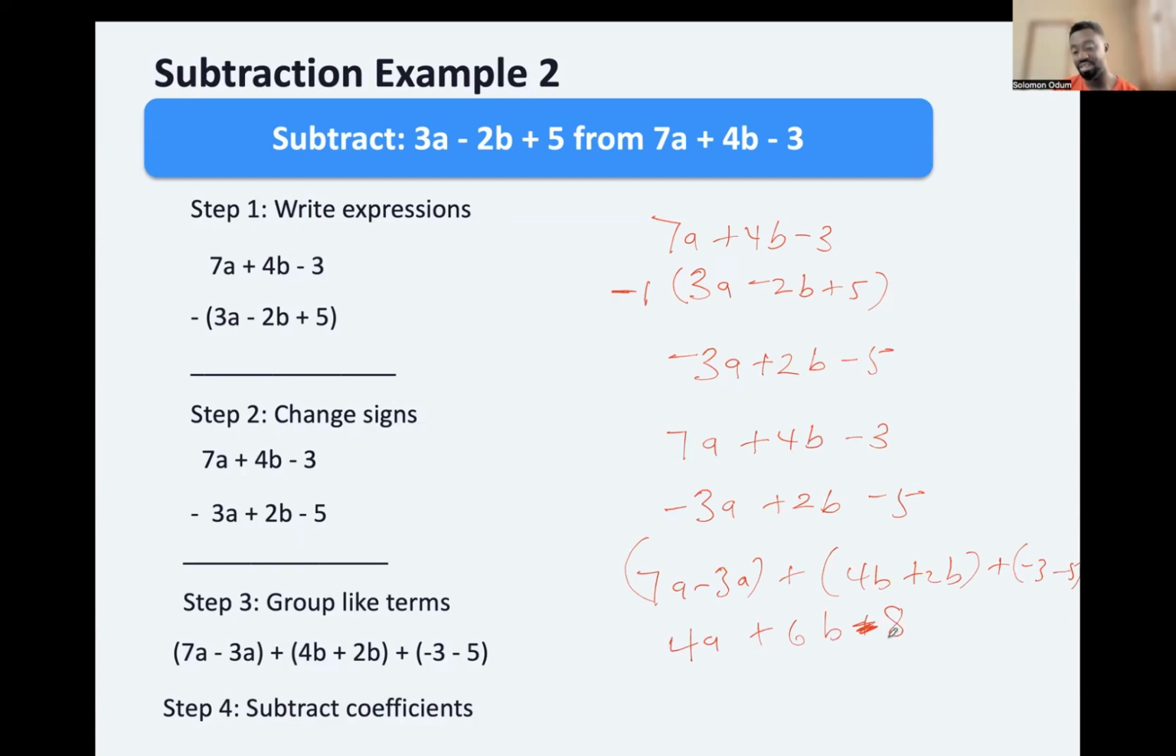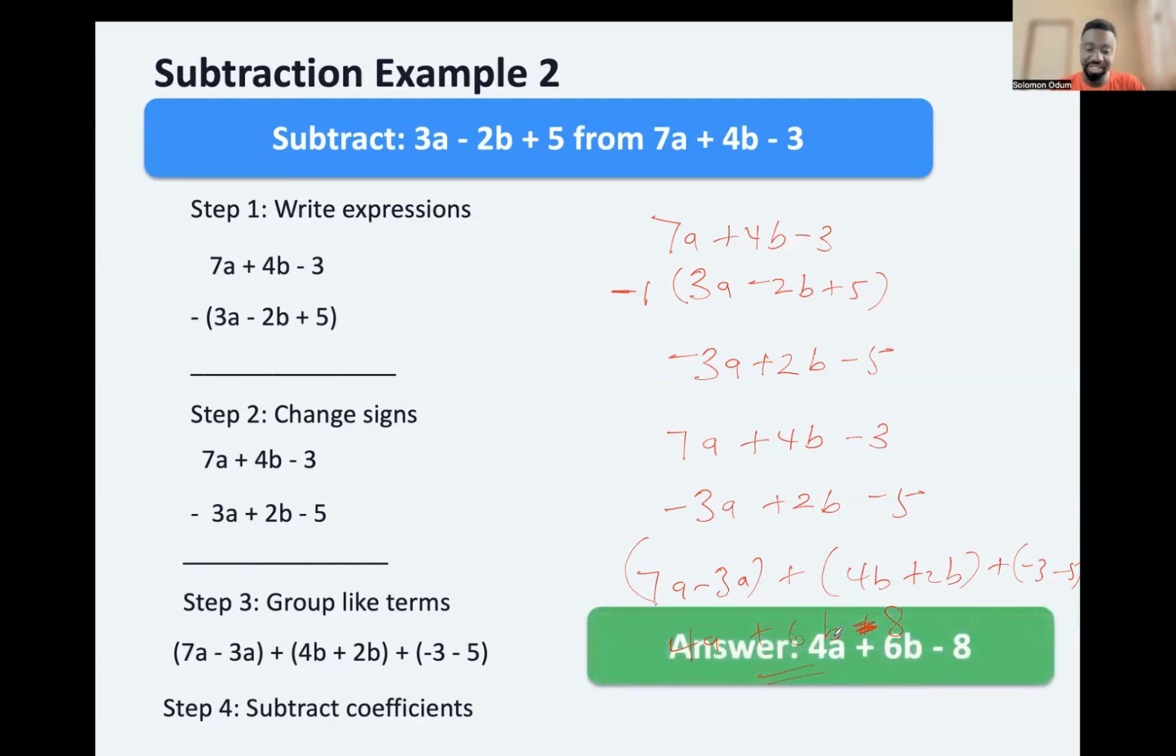Now you collect like terms. We have 4a, we have 6b, and we have the constant. So that becomes our answer. Our answer becomes 4a plus 6b minus 8.